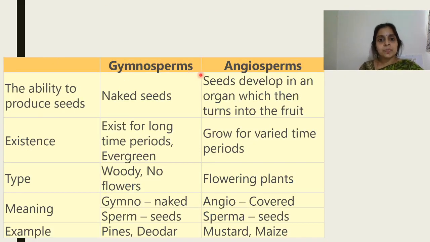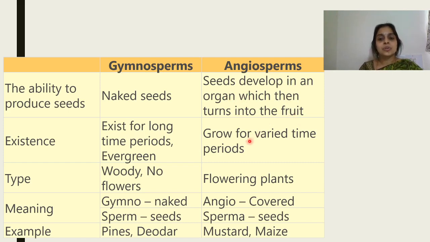Next, coming to gymnosperms and angiosperms. Gymnosperms have the ability to produce seeds, but here the seeds are naked. They exist for a very long time, and they are evergreen. They are woody, non-flowering plants. Gymno means naked, sperma means seeds. Examples: pines, deodar.